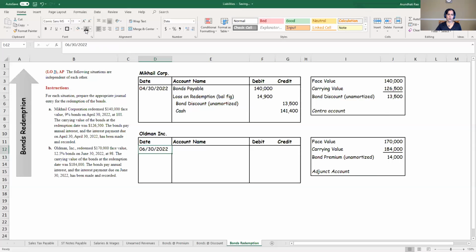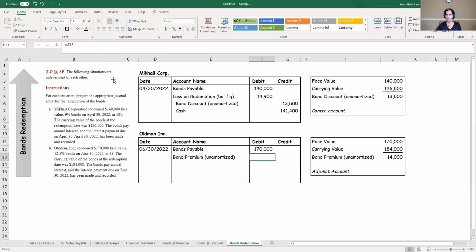So the date is June 30th, 2022. I start out with bonds payable debit. The carrying value is $170,000. I then write bond premium, the unamortized amount, which I said is $14,000. I will write that there. Leave one line and then write down the cash paid. I am paying 98% of face value to settle this debt. So I'm coming out ahead over here.